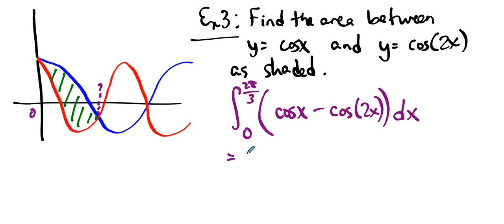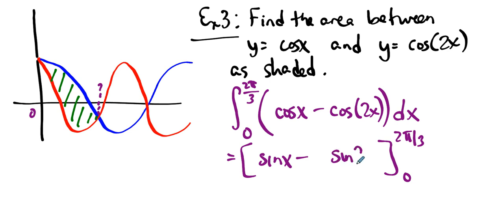So again, we're looking for an antiderivative so that we can substitute and subtract. The function whose derivative is cosine x, that's sine x. The function whose derivative is cosine 2x is sine 2x, except wait a minute, the derivative of sine 2x is 2 cosine 2x. We don't have a 2 here, so we compensate.